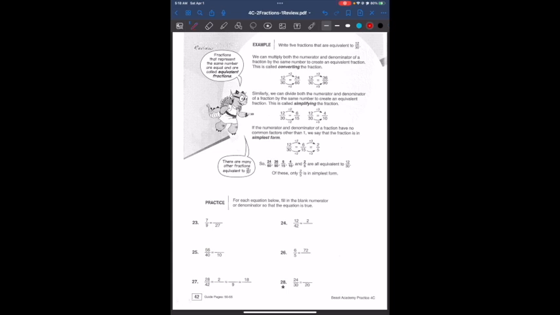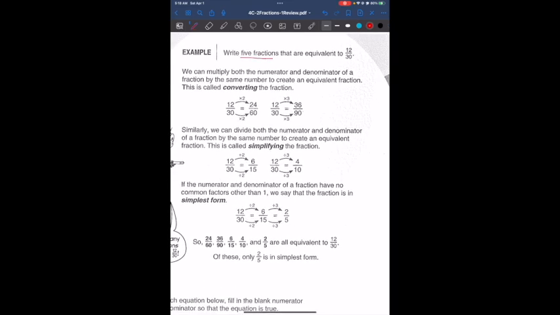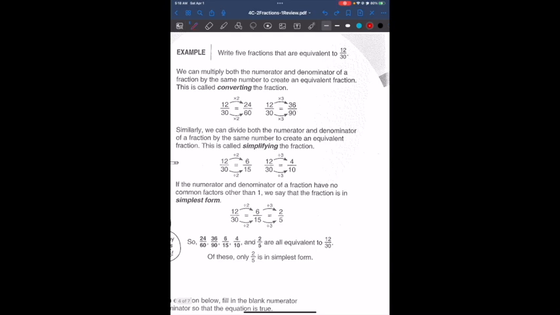And then, so we have fractions that represent the same number are equal and are called equivalent fractions. And so, for example, it says, write 5 fractions that are equivalent to 12 over 30. And so it says we can multiply both the numerator and denominator by the same number. And so multiply it by 2, by 3, whatever number you want. If you multiply both numerators and denominators by the same number, it's going to still give you the same fraction.